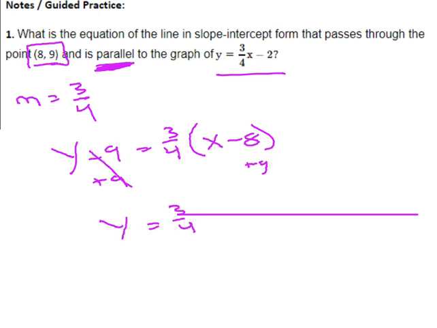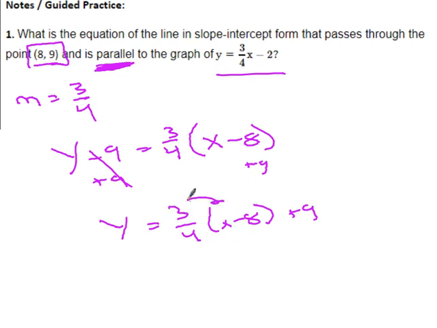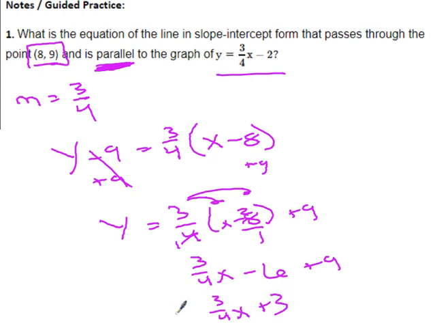That's x minus 8, plus 9. And then I can distribute. So that's 3/4 x, that's over 1. So that becomes 1, that becomes 2, so it's -6 plus 9. So then I would just combine my like terms and I get 3/4 x plus 3.